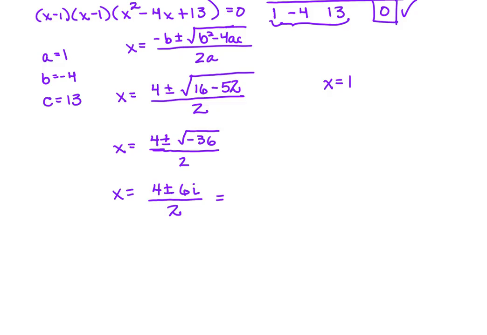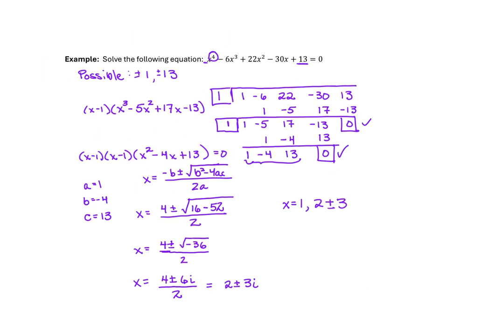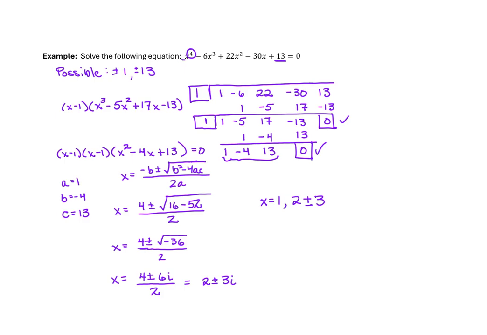And this does simplify down further. We can divide by 2, and we get 2 plus or minus 3i. And so we will go ahead and add those two to our solutions. Okay, there we go. So we have a repeated 0 of 1, and then we have two complex solutions of 2 plus or minus 3i.